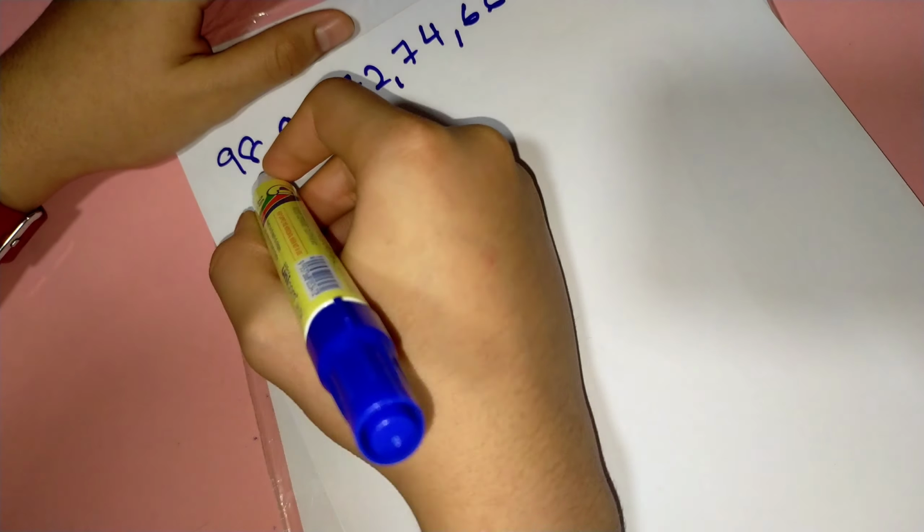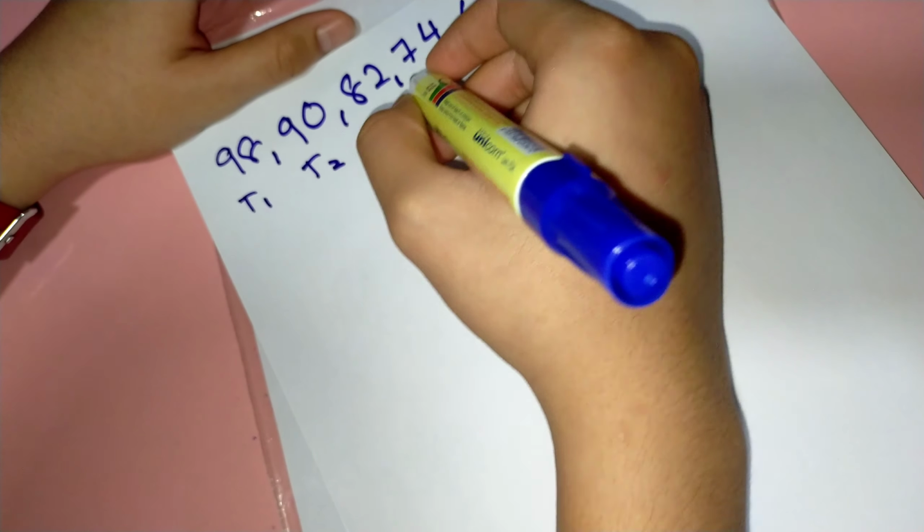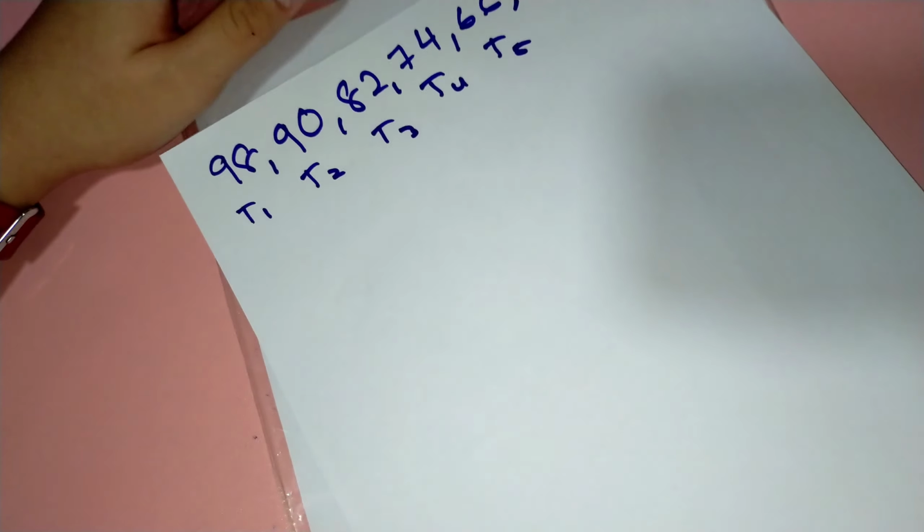We must list it like this. 1, 2, 3, 4, and 5. Okay.